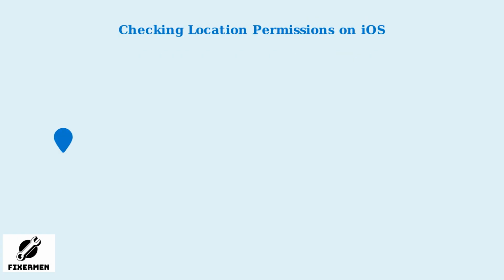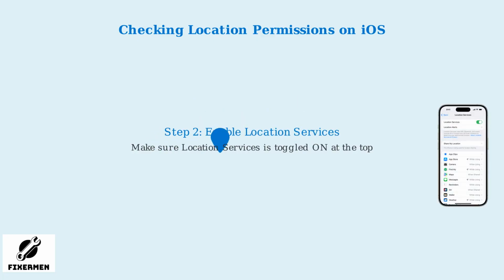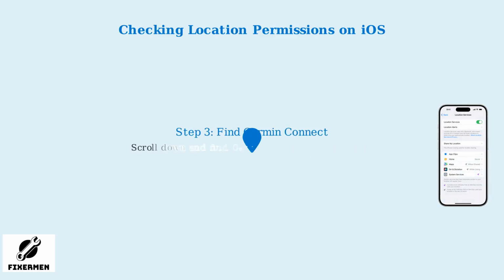On iPhones, start by opening the Settings app. Navigate to Privacy and Security, then tap Location Services to access the location permission settings. Once in Location Services, ensure the main toggle at the top is switched on. This allows apps to access location data. Scroll through the list of apps until you find Garmin Connect. This is where you'll adjust the specific permissions for the Garmin app.